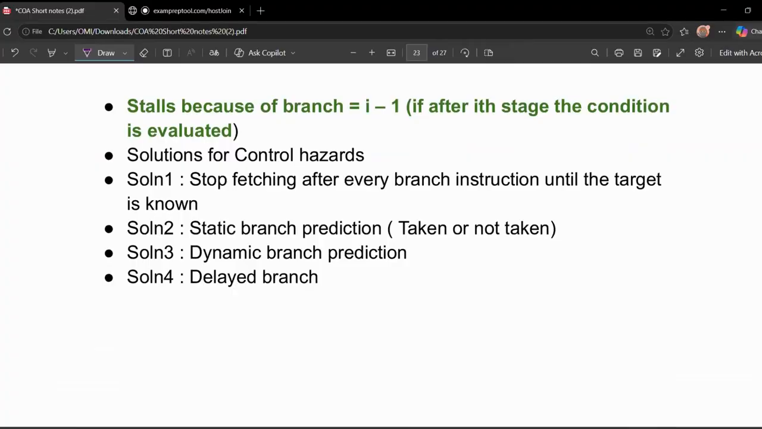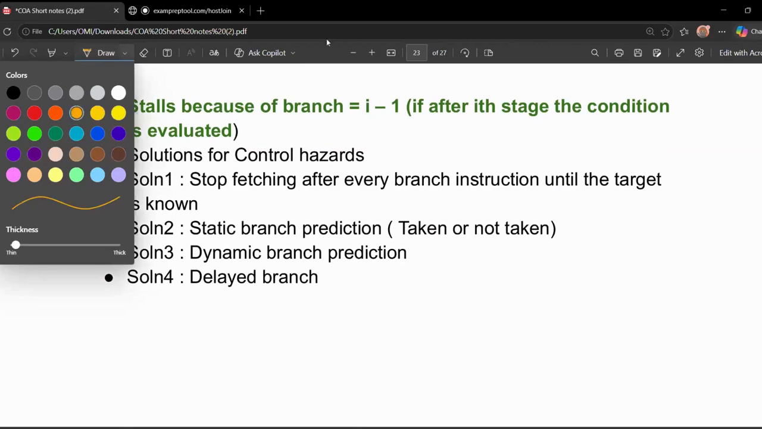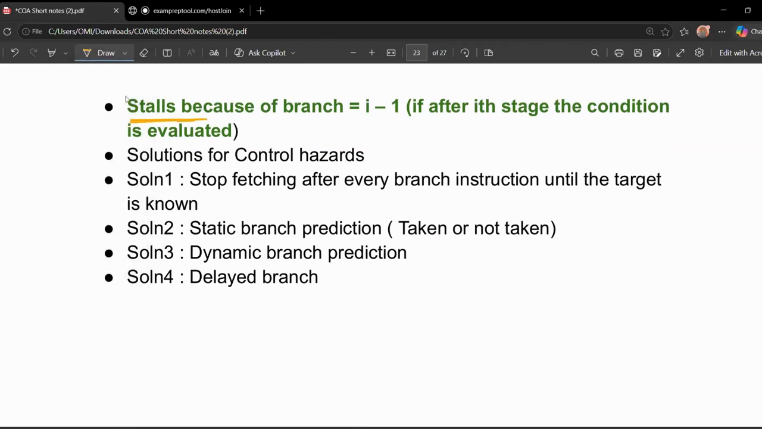Now we look into control hazard. This is an important formula for stalls because of the branch. If the condition is evaluated after the ith stage, how many stalls will you get? I minus 1.